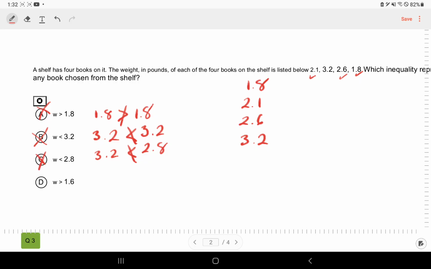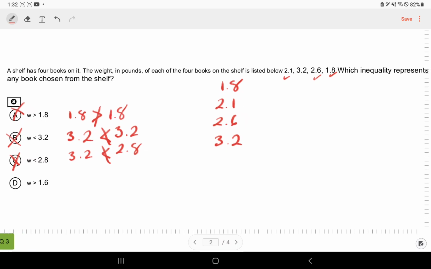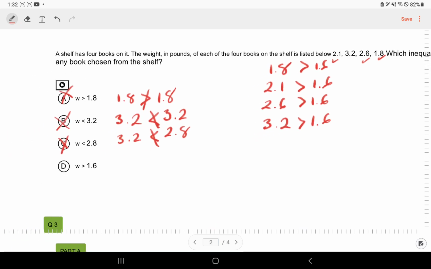But 1.8 is bigger than 1.6. 2.1 is bigger than 1.6. 2.6 is greater than 1.6. And 3.2 is greater than 1.6. So since they are all greater than 1.6, our answer is D.